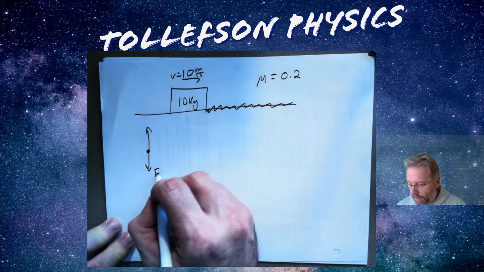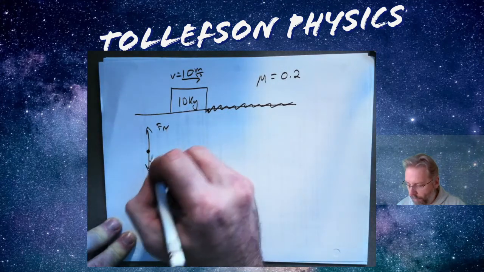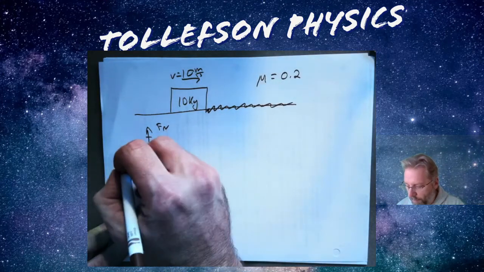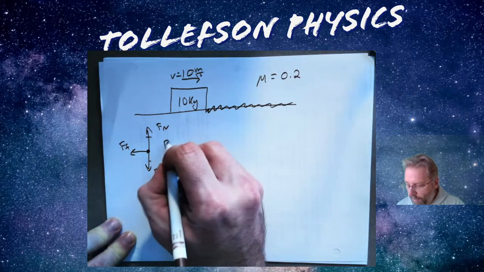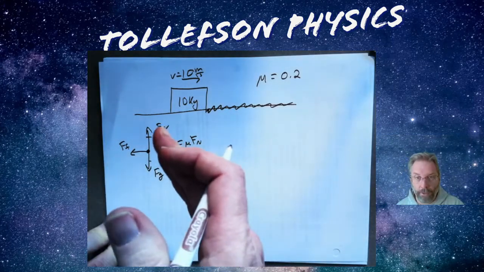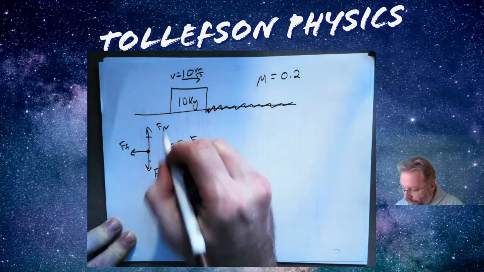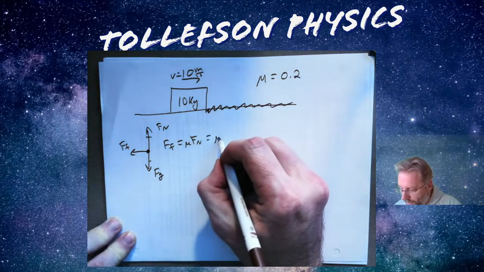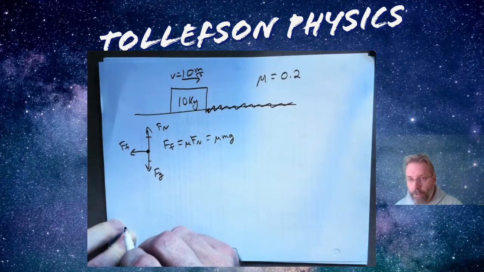Now, since it's on a level surface, I have a normal force and a gravitational force that are the same. I have a force of friction. The force of friction is mu times Fn, right? The maximum force of friction. And Fn equals Fg, so in this case, it's going to equal mu mg.